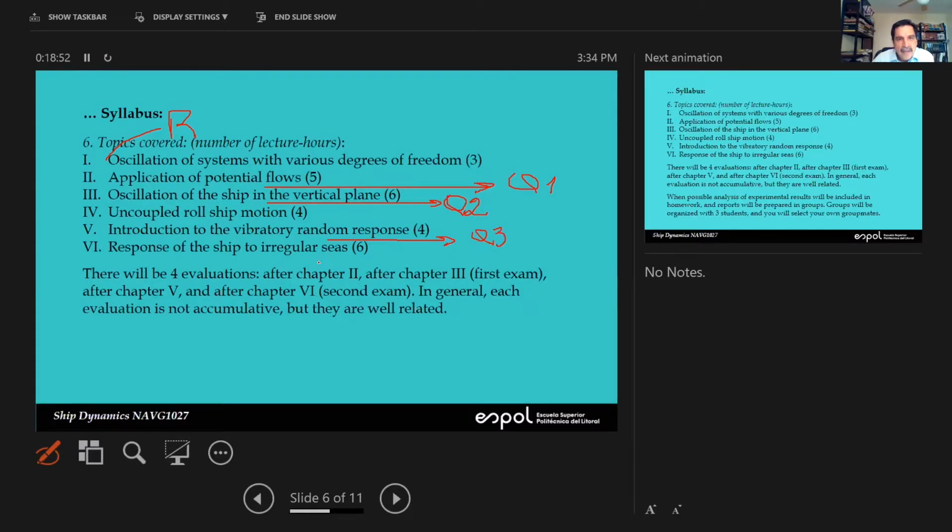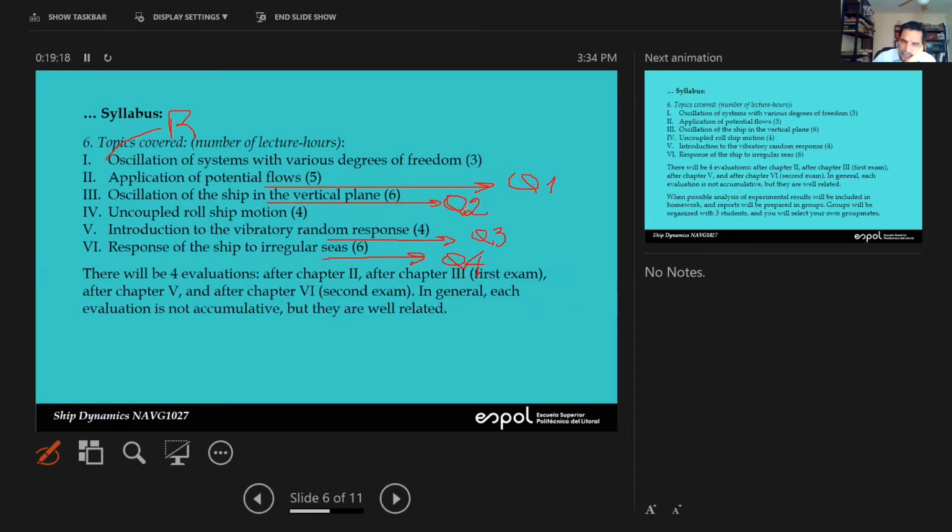Okay? And finally, at the end of the semester, we're going to have our quiz 4, more or less. That's what it says here. We're going to have 4 evaluations. So first, 2, 3, 4. So we are not going to have an exam. This is a quiz 2. Instead of a partial exam, we are going to have a quiz 2.